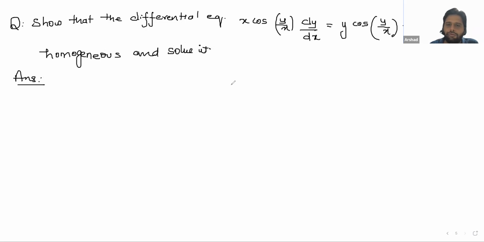Okay, I will miss one step. First of all, can we say, Zephyr, please unmute yourself, okay, and tell me, can we say that this is our function f(x, y)?